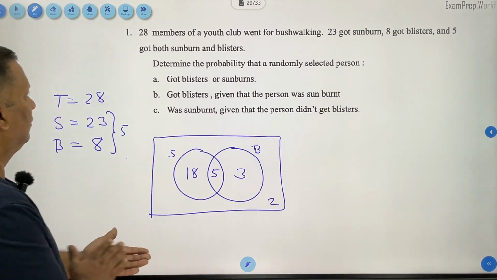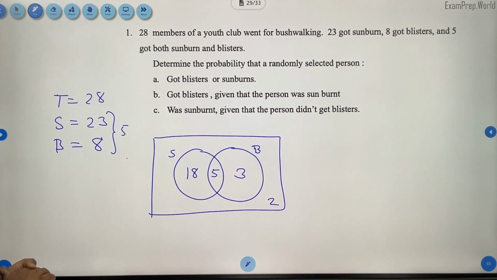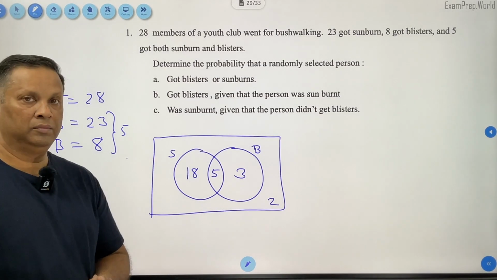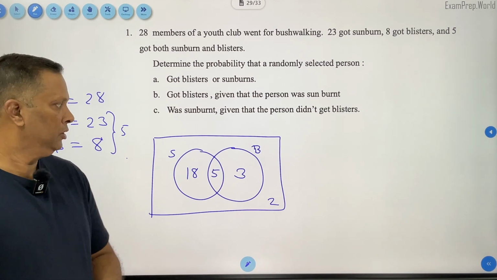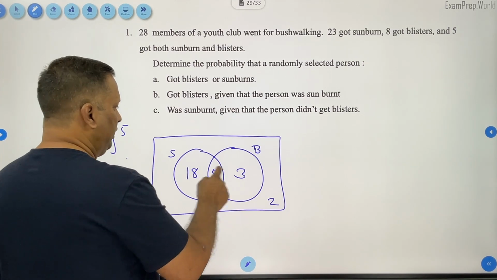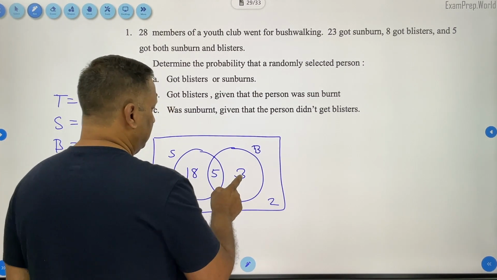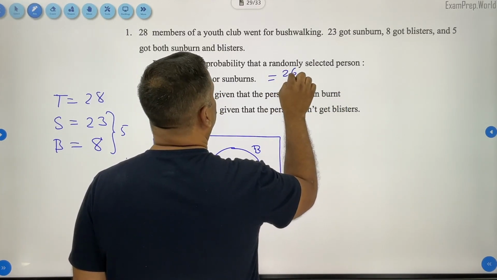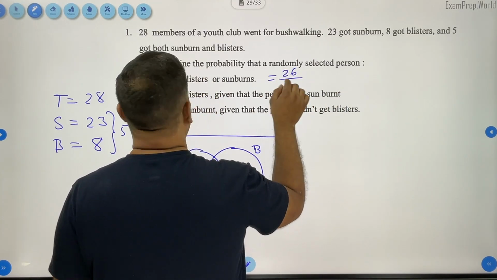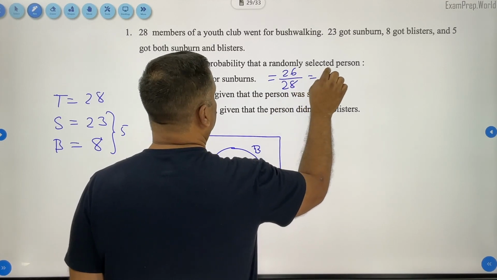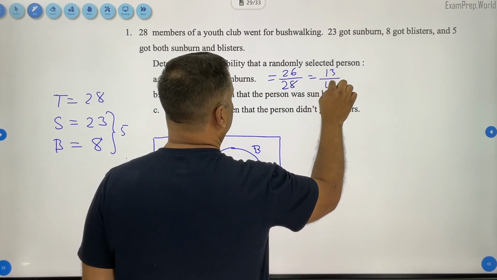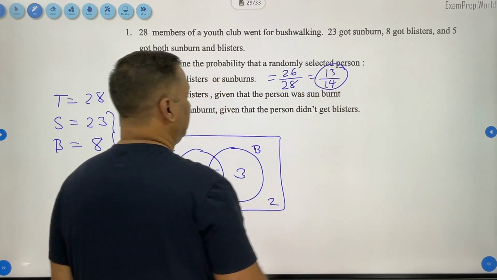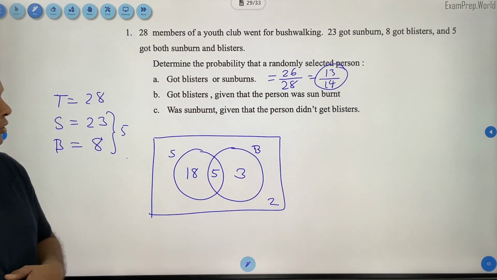Now, determine the probability he got blisters or sunburns. Not and, or. So it is very simple. We go with the straight: 18 plus 5 plus 3, 18 plus 8, which is 26 on 28. Simplify, 13 on 14. The probability is 13 on 14 because it is or. It is not conditional probability.